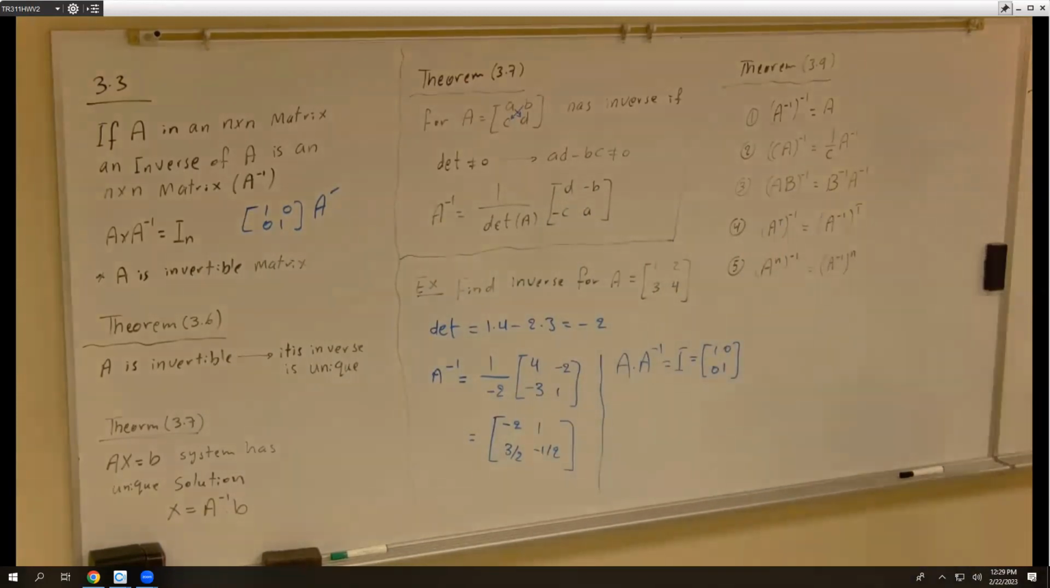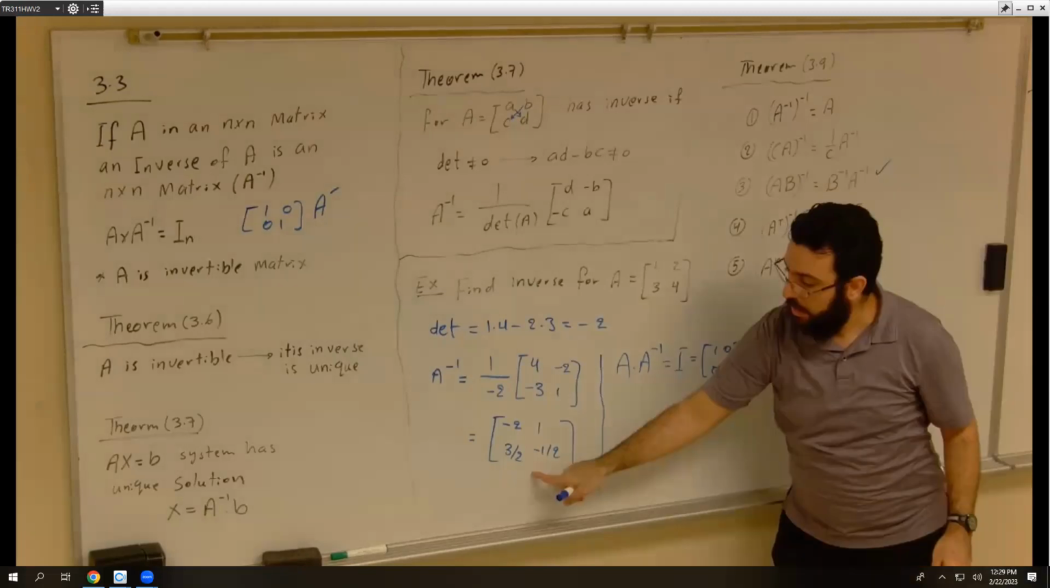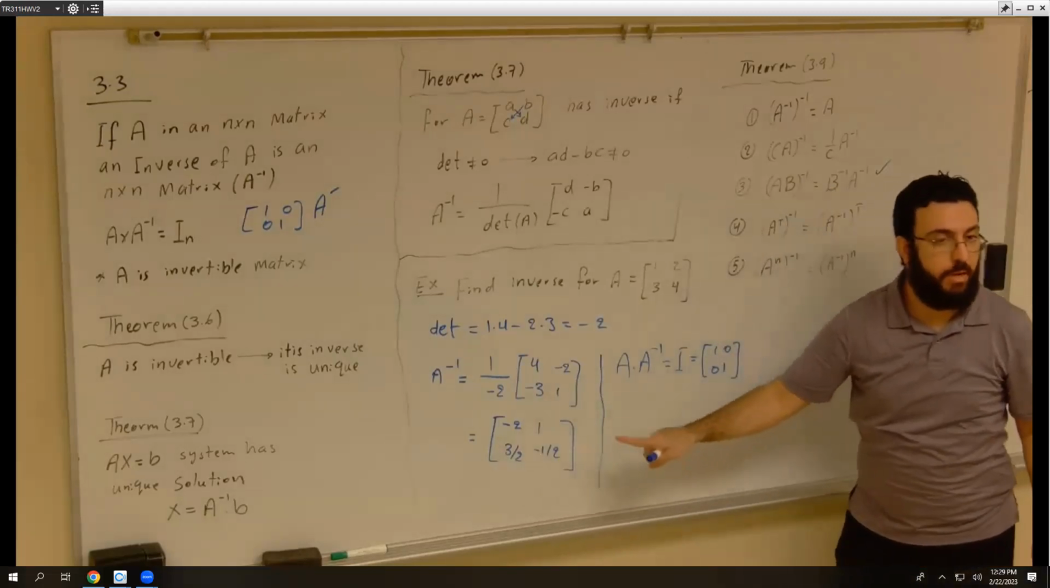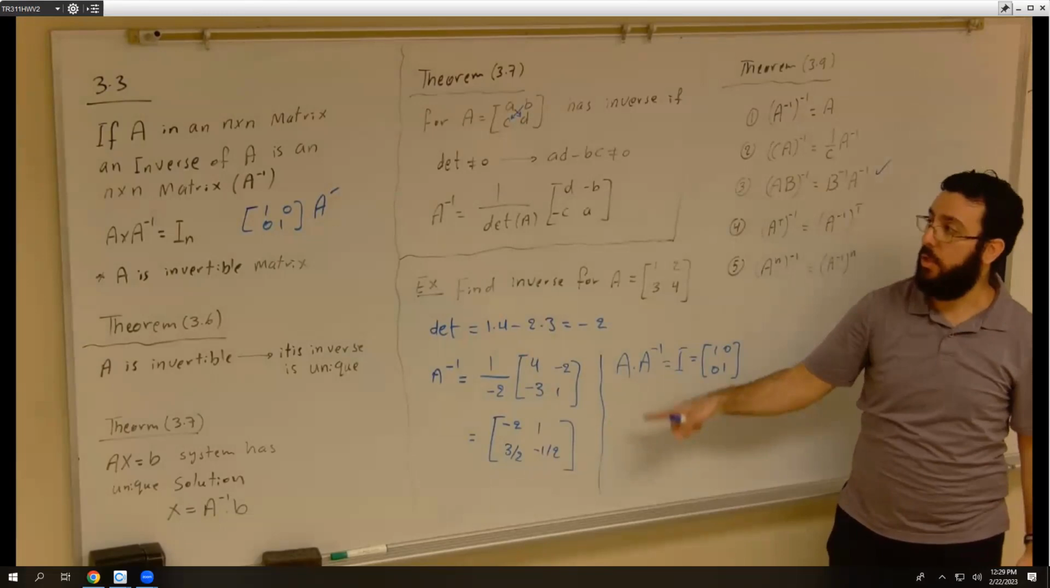Some properties about the inverse. These are also important, especially this one. You already know that the inverse of the inverse is going to go back to the original matrix. So if you have this inverse, here's the inverse of the matrix A. If you take the inverse of it, you're going to go back to here.